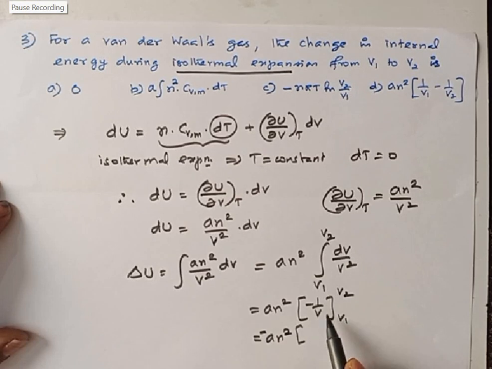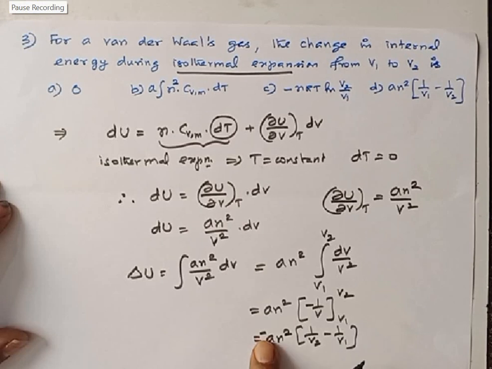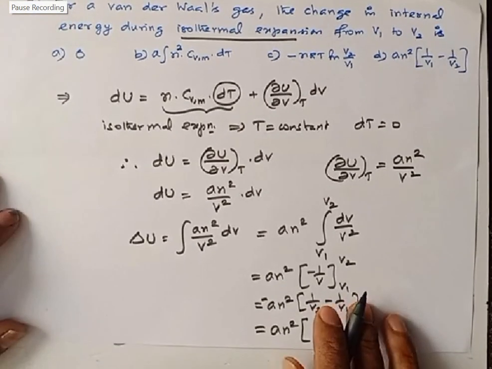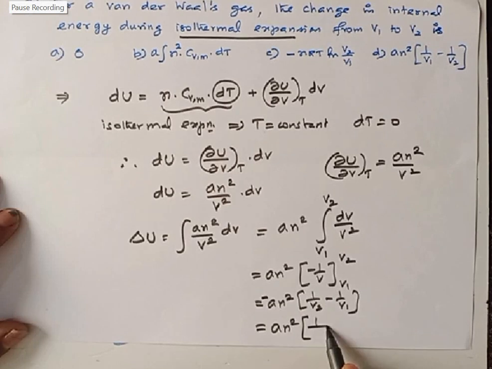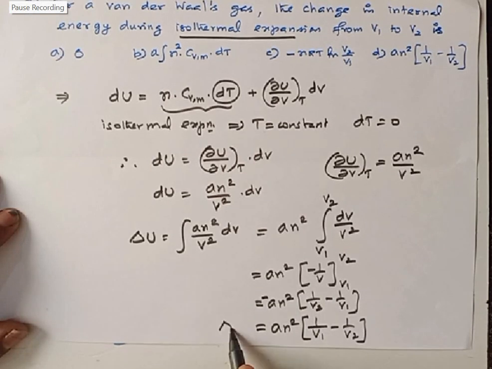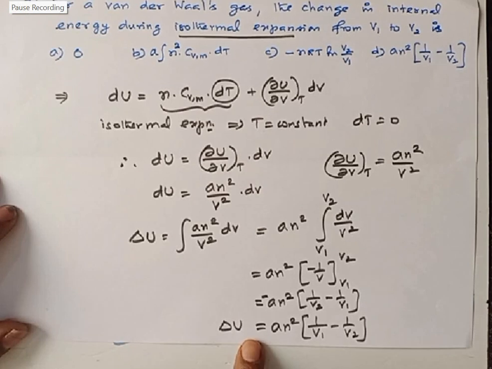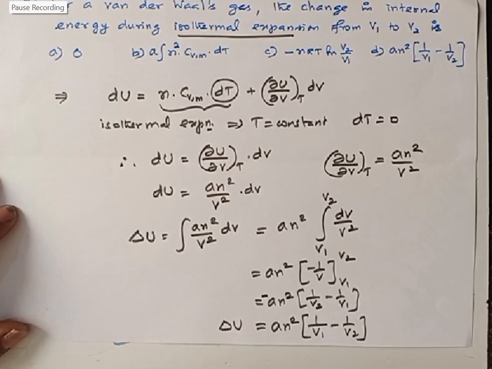So we have 1 by v here, 1 by v2 minus 1 by v1. If we bring the minus sign inside, this becomes minus and that becomes plus. So I can write this as a n square times 1 by v1 minus 1 by v2. This gives you the change in internal energy for a van der Waals gas under isothermal expansion.